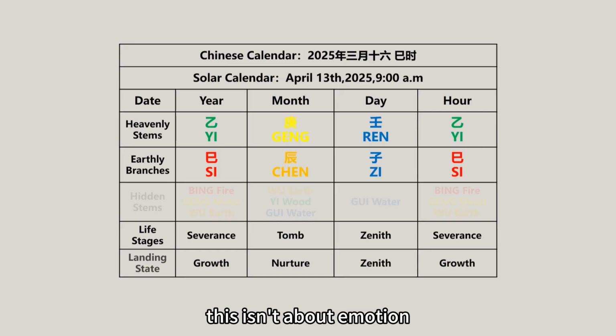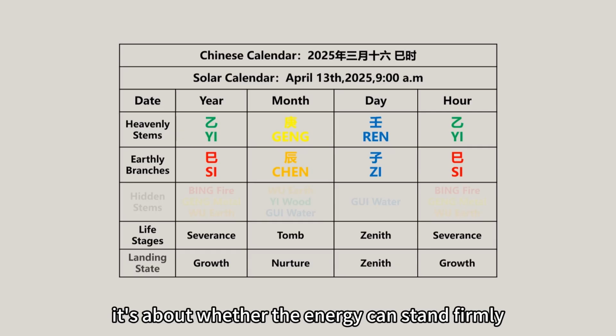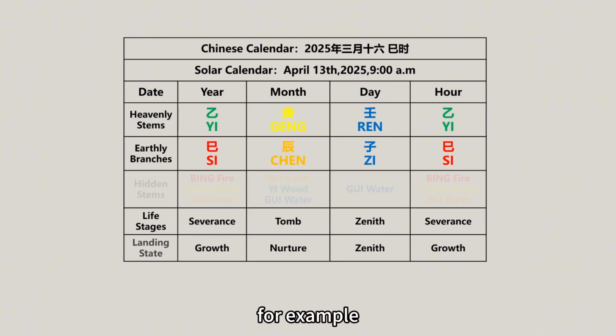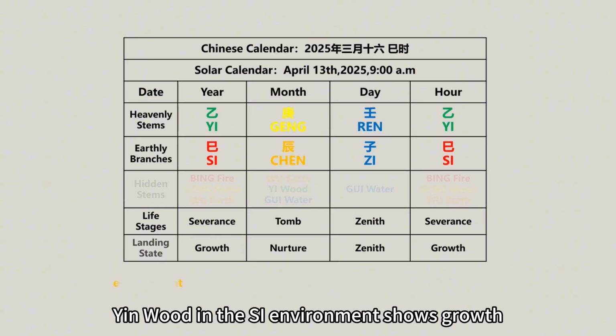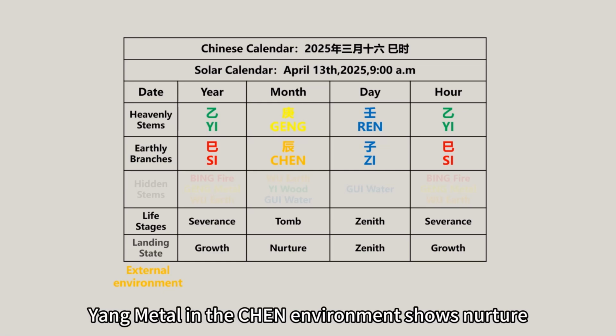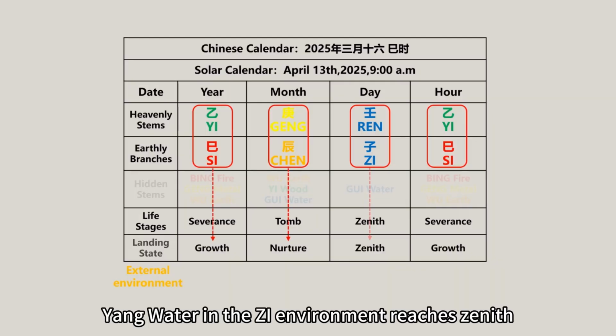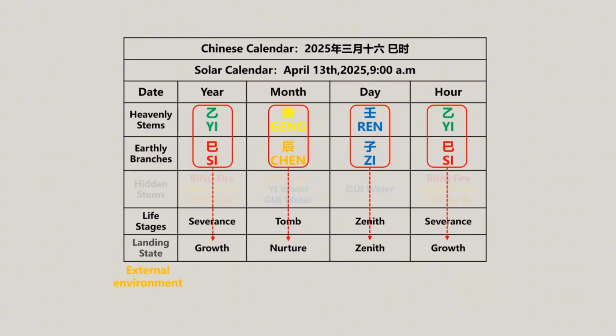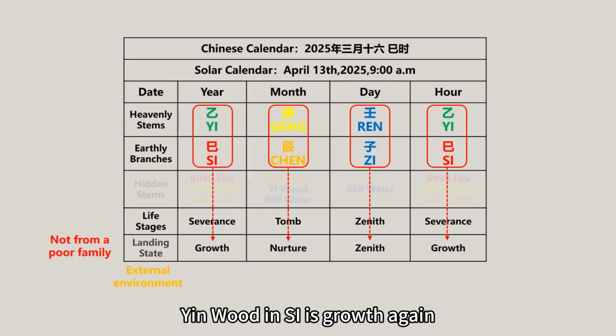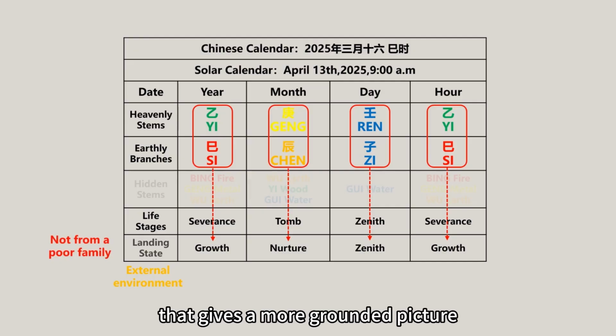This isn't about emotion. It's about whether the energy can stand firmly in that setting. For example, yin wood in the snake environment shows growth. Yang metal in the dragon environment shows nurture. Yang water in the rat environment reaches zenith. And yin wood in snake is growth again. That gives a more grounded picture.